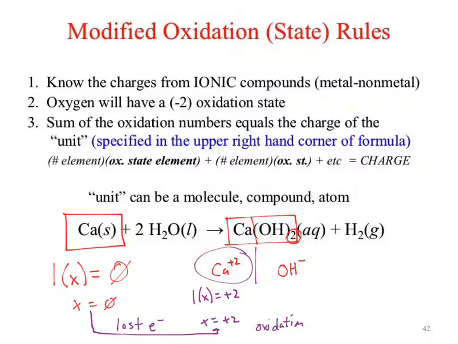Okay? What happened if we take a look at hydrogen? So the other species, instead of calcium, let's look at the water molecule here. If we look at hydrogen, it had a bond to oxygen, right? Look at hydrogen in the product. No bonds to oxygen. What happened to the number of bonds to oxygen? Reduced. They were reduced. Oxidation and reduction centered on the presence of oxygen.